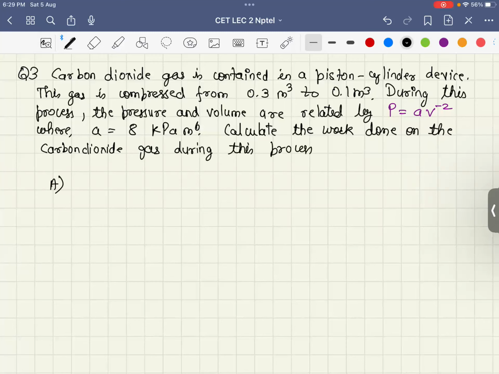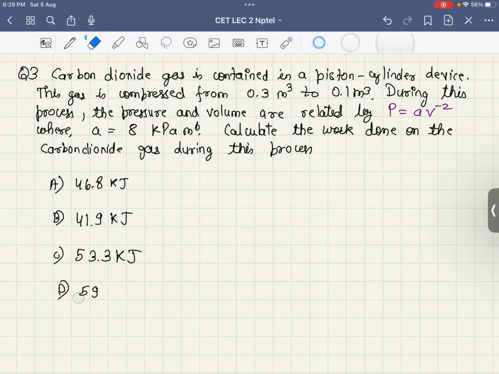And the options are: Option A is 46.8 kilojoule. Option B is 41.9 kilojoule. Option C is 53.3 kilojoule. And option D is 59.6 kilojoule. So I will give you a couple of minutes to solve it.